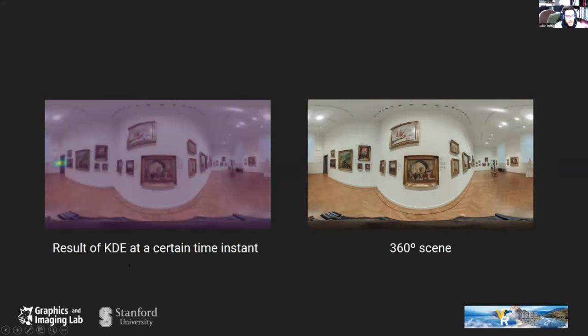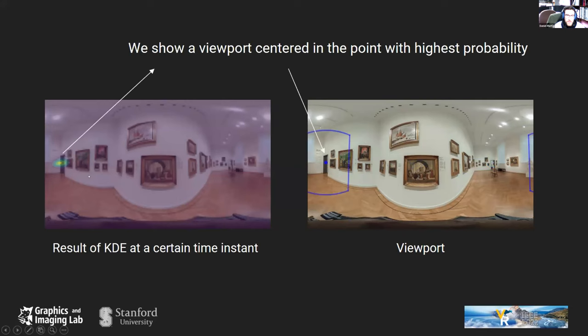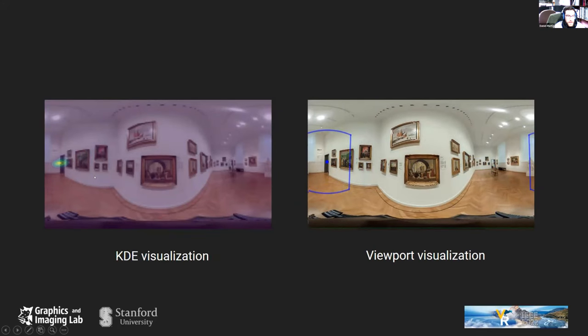This KDE at the end yields a probabilistic map indicating what regions are more likely to be visited at each time step. We are showing here a viewport centered on the point of highest probability of the KDE. This way we can see the most probable scanpath for a given scene and how it follows a plausible trajectory while focusing on the regions of interest in the scene. So again, please freely refer to the main document for further details.